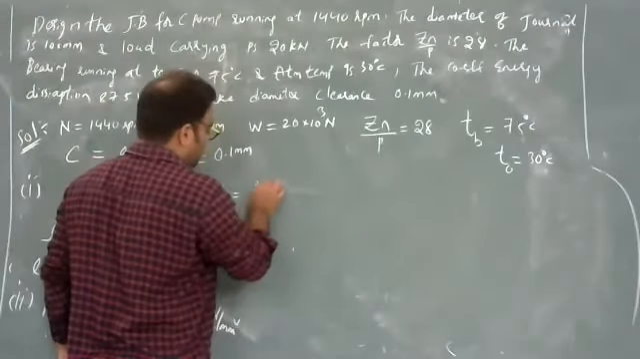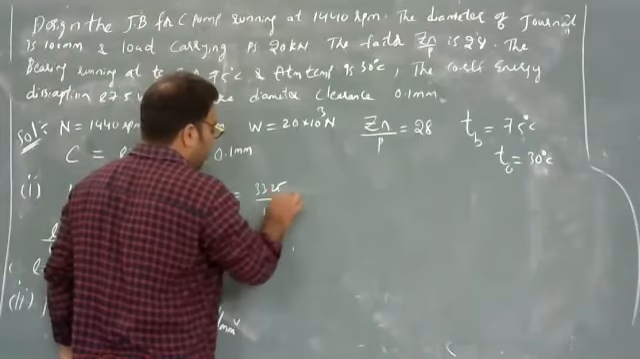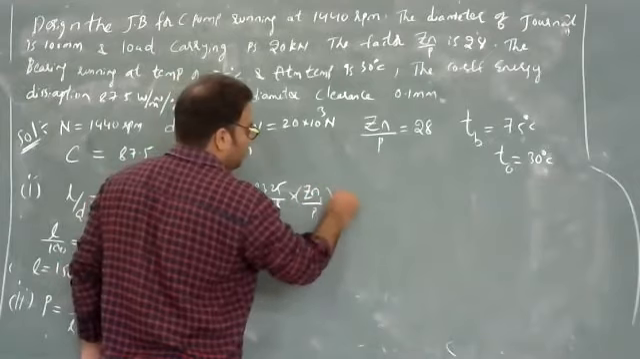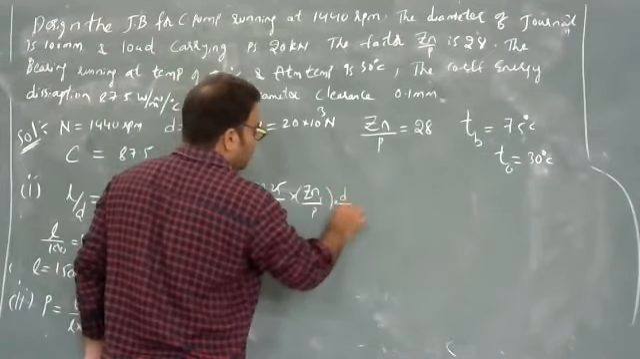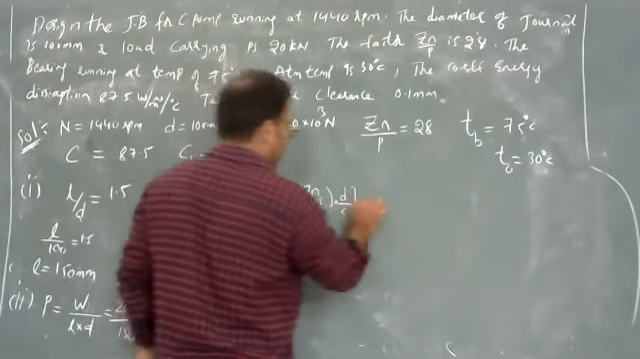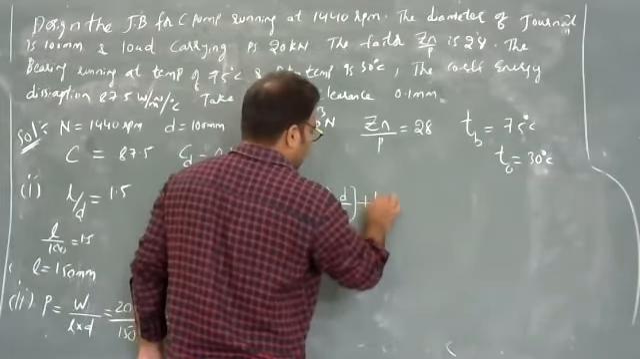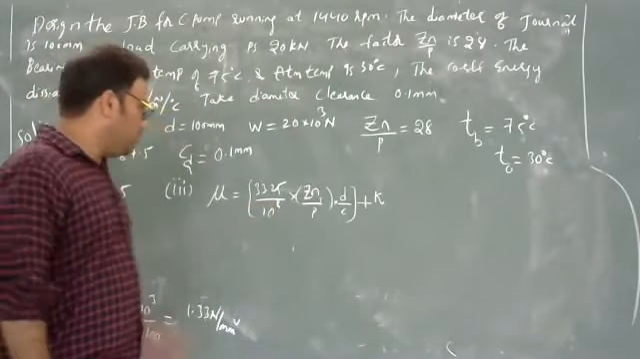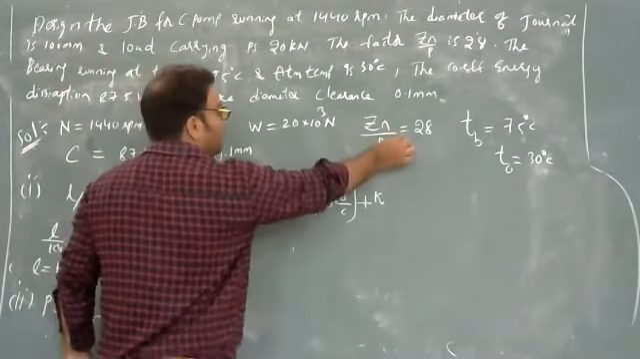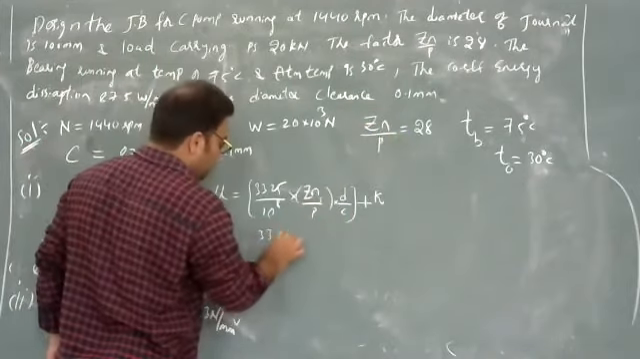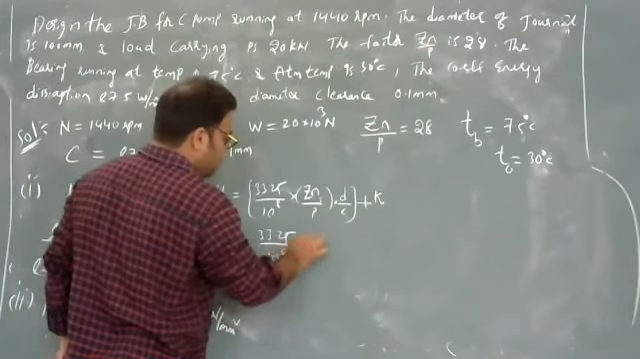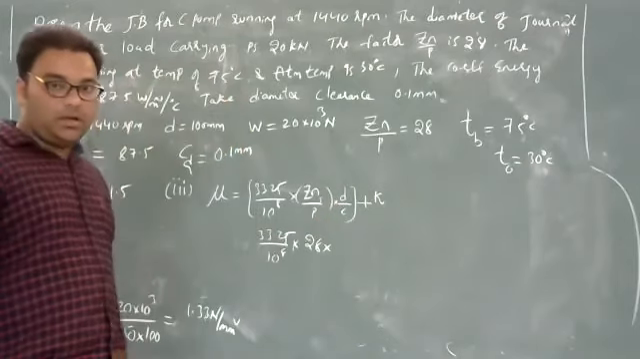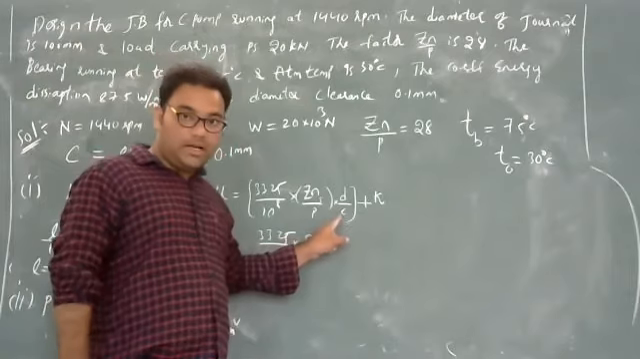That is 33.25 into 10 power 8 into ZN by P into D by C. That's it. Okay, so this is the problem. Now I am substituting the values. The ZN by P value is given roughly as 28. So 33.25 into 10 power 8 into 28. D is nothing but the diameter of the shaft, and C is nothing but the radial clearance.